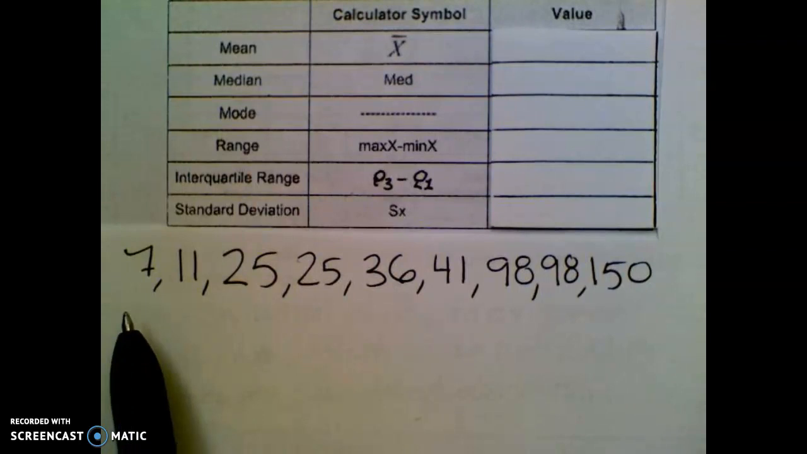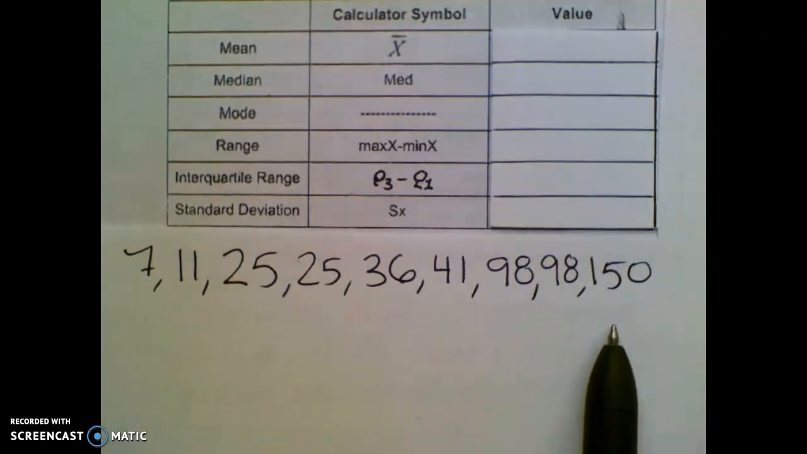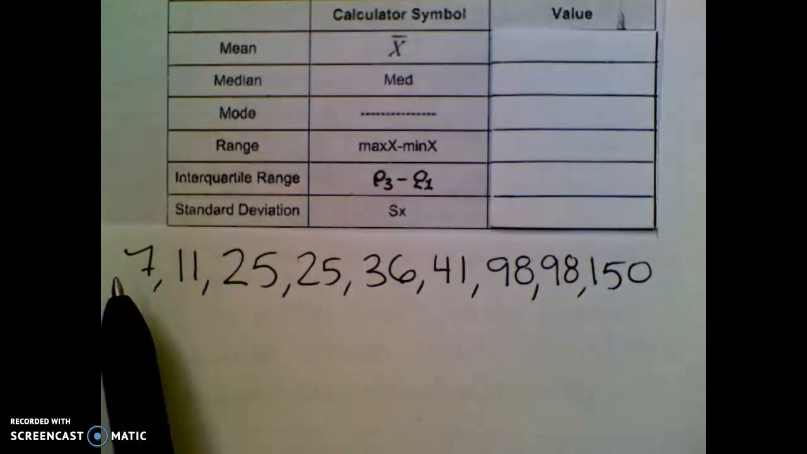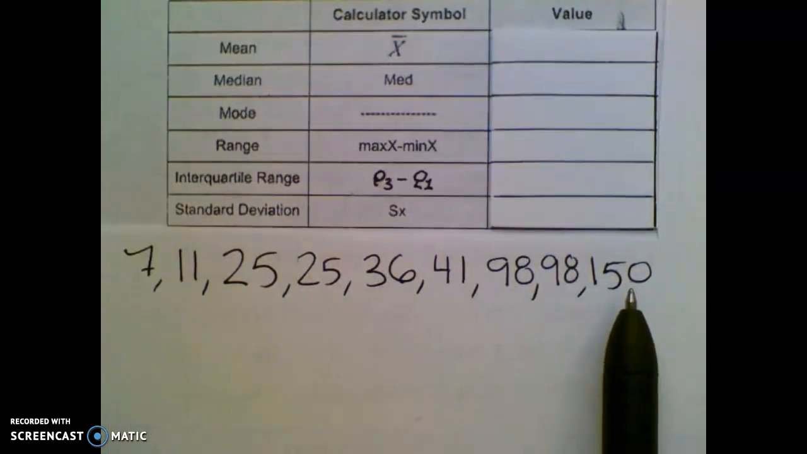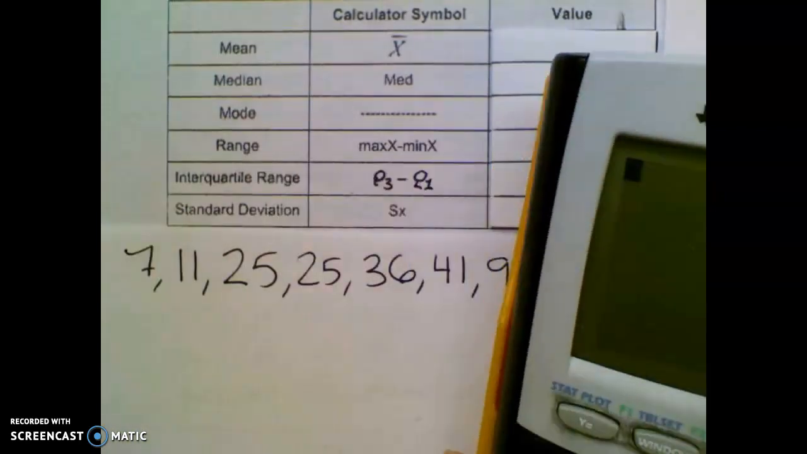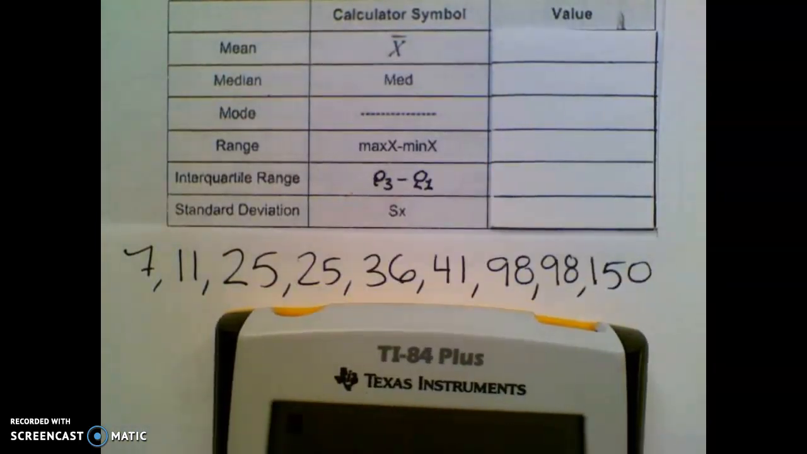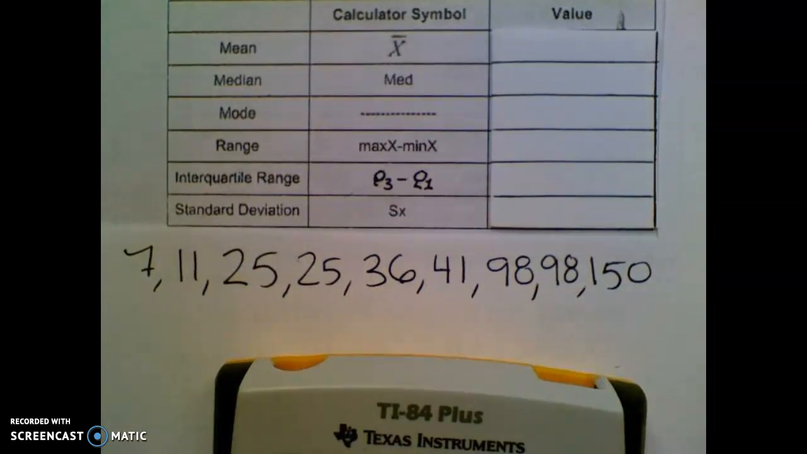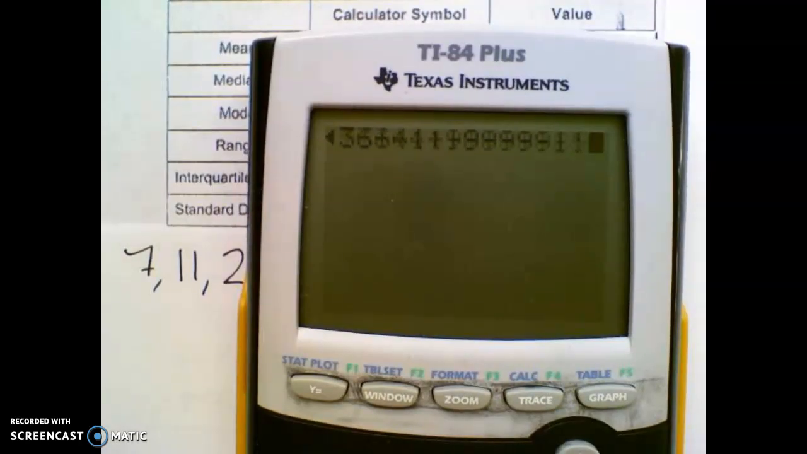All right, so if you're given a data set that's not in order, go ahead and put it in order. I just made these up in order, obviously, so I wouldn't have to redo it. So to find our mean, we are going to type in all of these data points and just add them up. I'll do that right below the screen: 7 plus 11 plus 25 plus 25 plus 36 plus 41 plus 98 plus 98 plus 150.